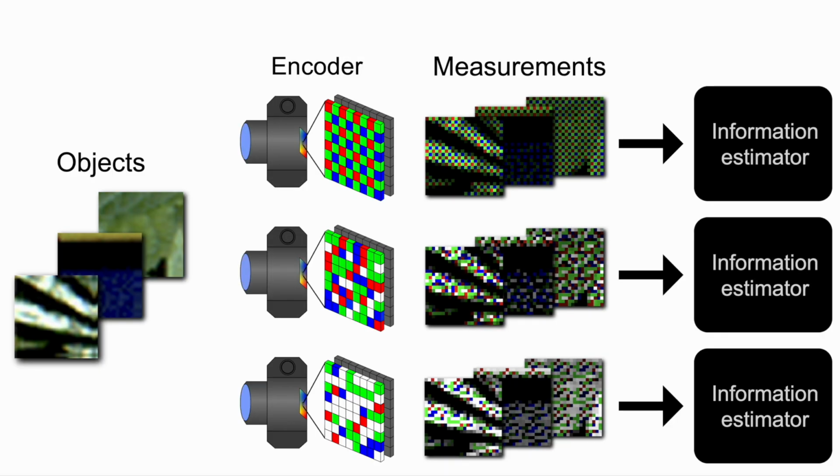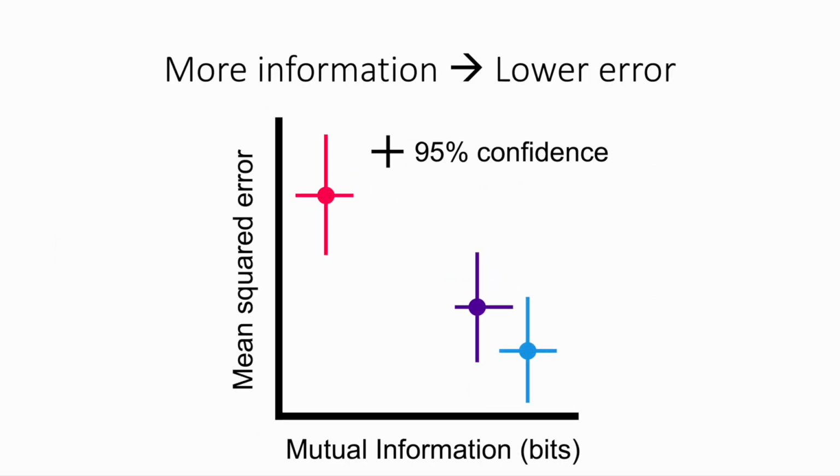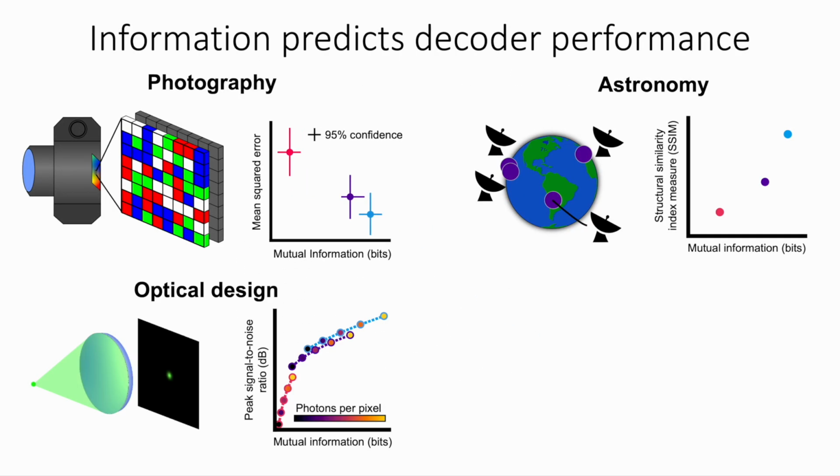In our experiments, measurements with higher information estimates, such as the blue point, consistently produced better reconstructions. This validates that information estimates alone can assess imaging system designs. The same relationship held across all 4 domains we tested.